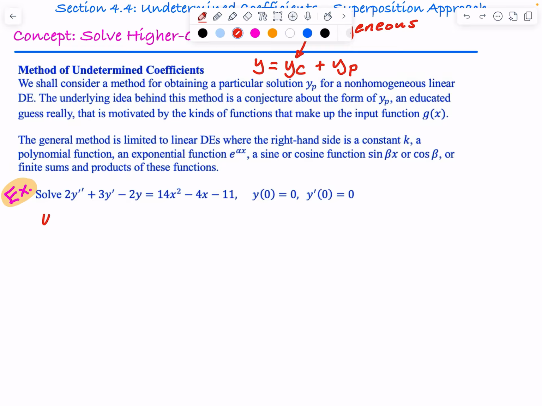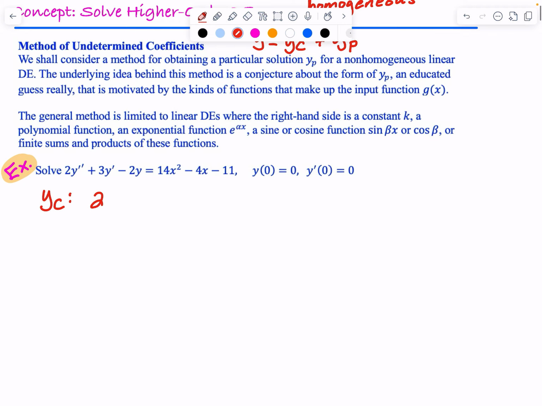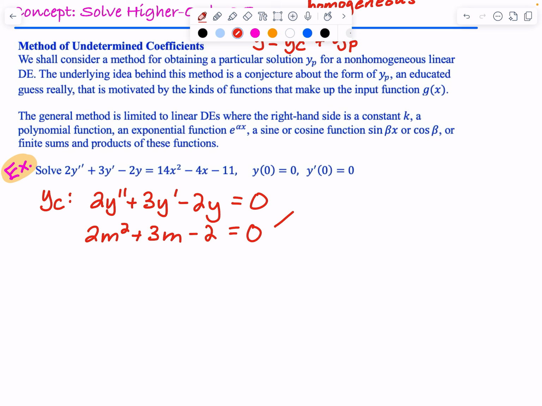Okay, first things first, we do the associated homogeneous equation. So that's going to be 2y double prime plus 3y prime minus 2y, and I set it equal to 0. That's the homogeneous equation. I know I have constant coefficients, so that means I can switch to our m's here. This thing is going to factor. This is (2m minus 1)(m plus 2) equals 0. That is m equals 1/2 and m equals -2.